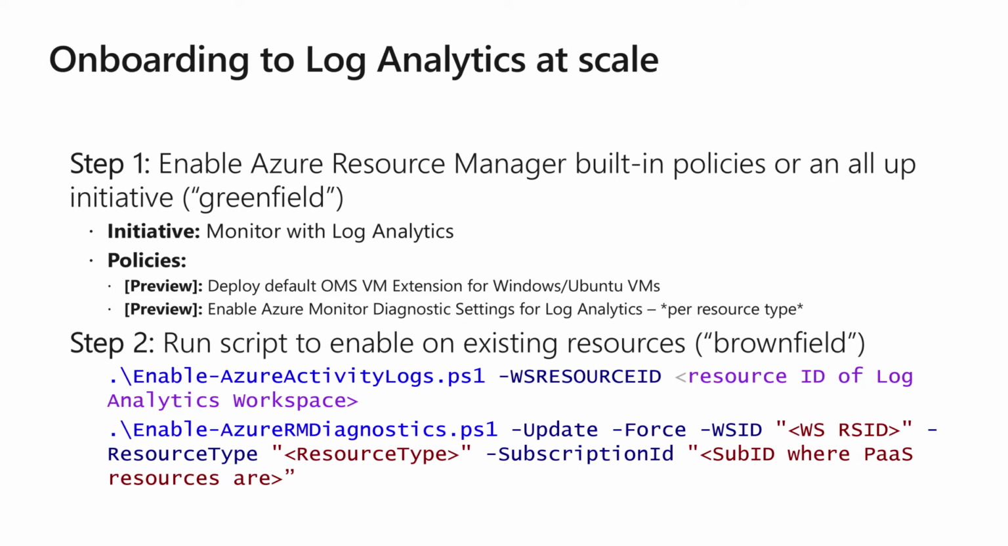All you really need to do is provide the workspace ID. You'll let us know which resource type, so you can scope by which resource type you want to enable this for, as well as a subscription ID. And in one simple PowerShell commandlet, you'll have all of your resources set up here.